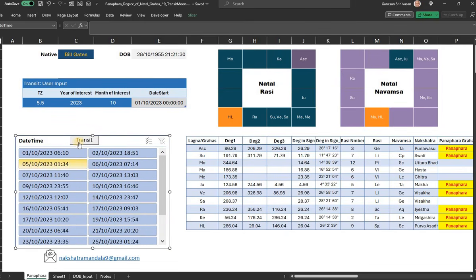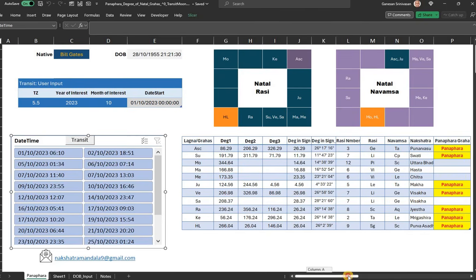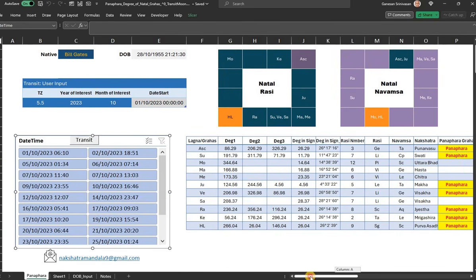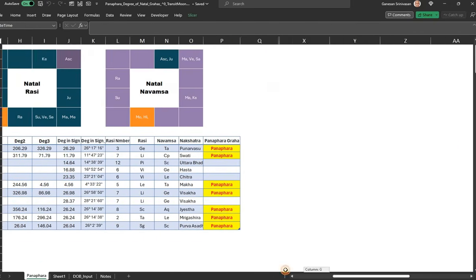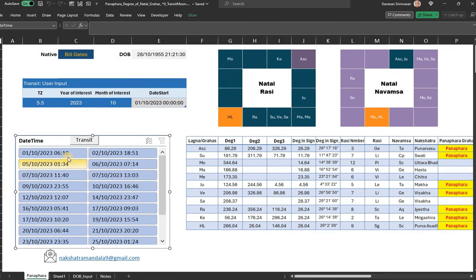So for this person, I have pressed this transit. This transit is just to show or hide the table there. Now this gives you continuously the times in which he has the Panaphara degrees, when Moon is crossing the Panaphara degree for him. It is starting at 6:10 on the 1st of October. If you do his trading during this time, then it will be a beneficial time for him.